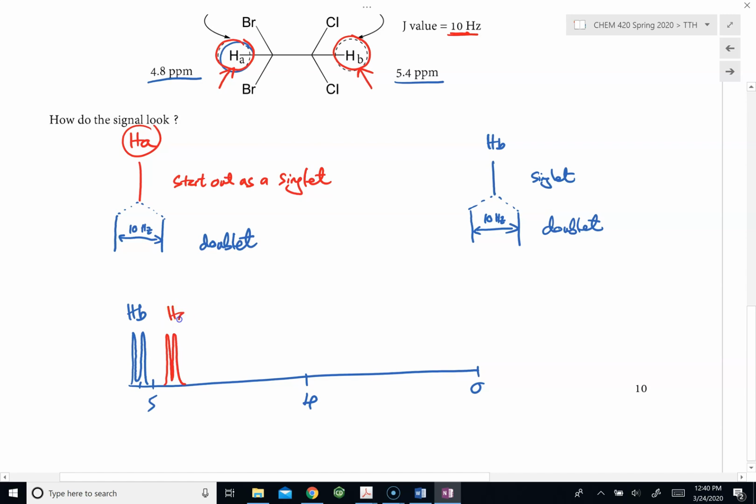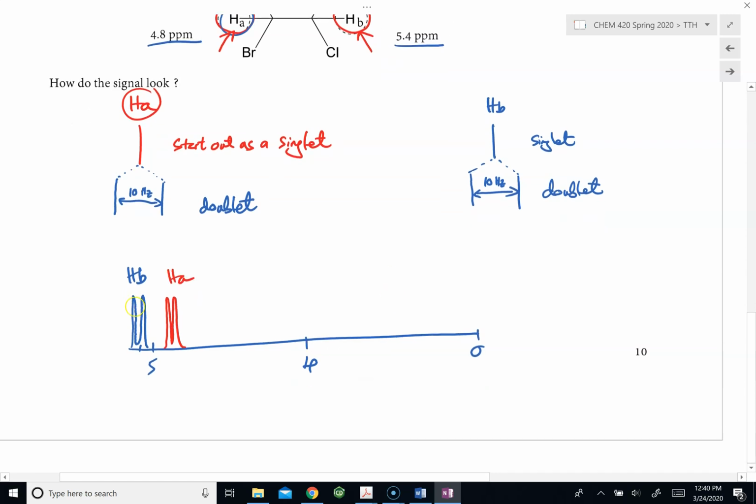And that's how it would look. In this case, the area under this curve of HB and HA are the same, a 1-to-1 ratio. And that will be the integration number.